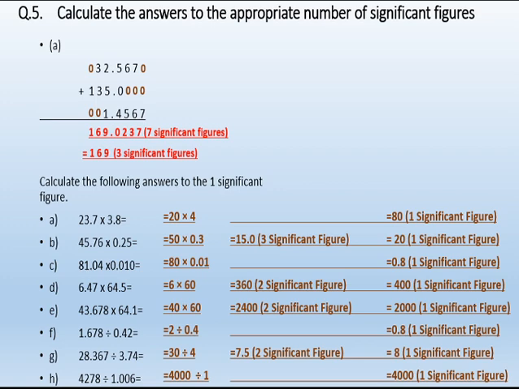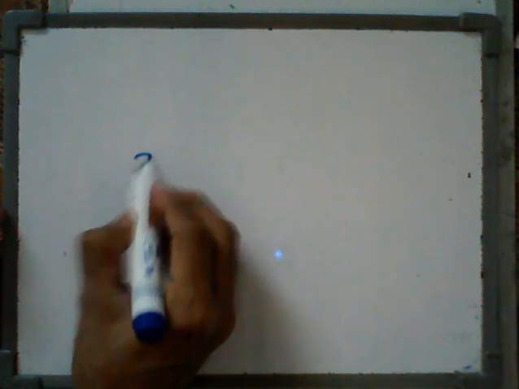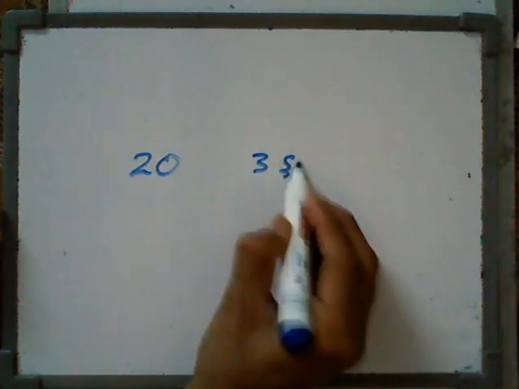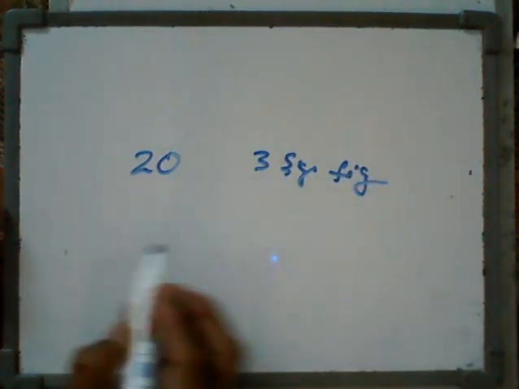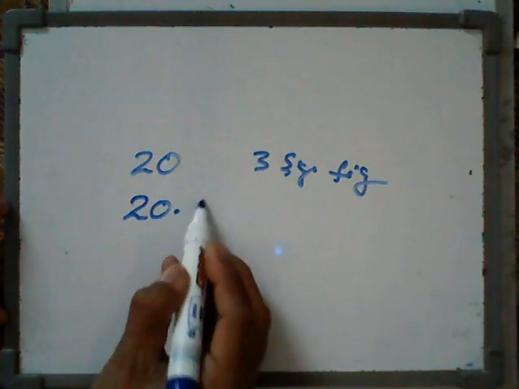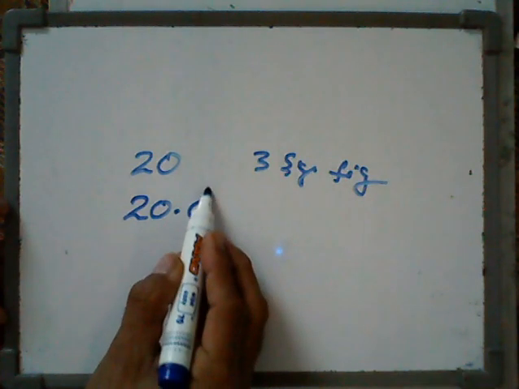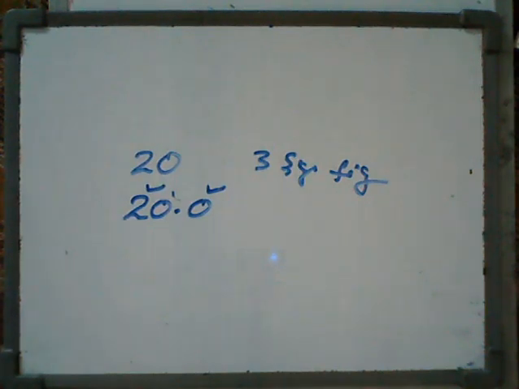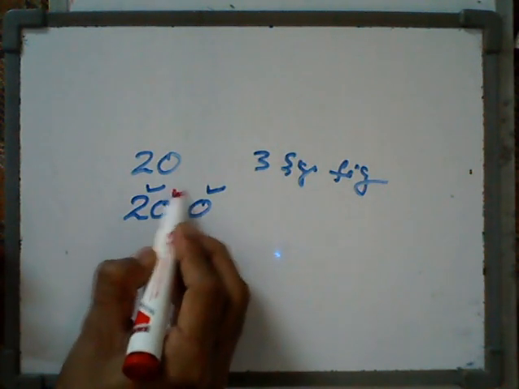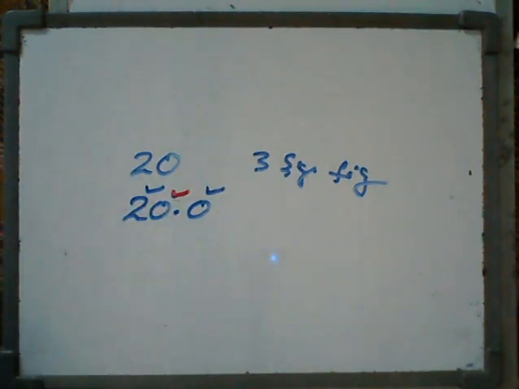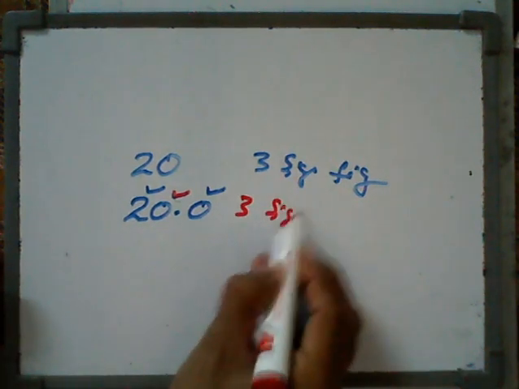Now I'm giving one more example here. If someone says to write 20 to 3 significant figures, how will we write it? This is one significant figure, so what we'll do is write 20.0. The 0.0 will increase the number of significant figures. This is significant, this is significant, and the middle number, which was not significant, automatically becomes significant, because zeros in between significant digits are also considered significant. So now this is 3 significant figures.